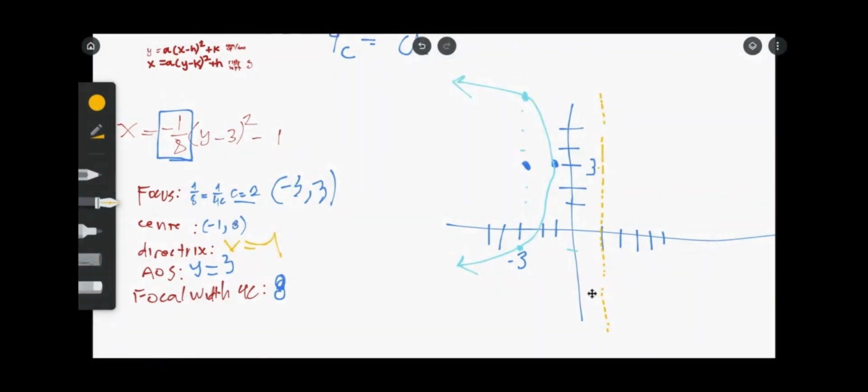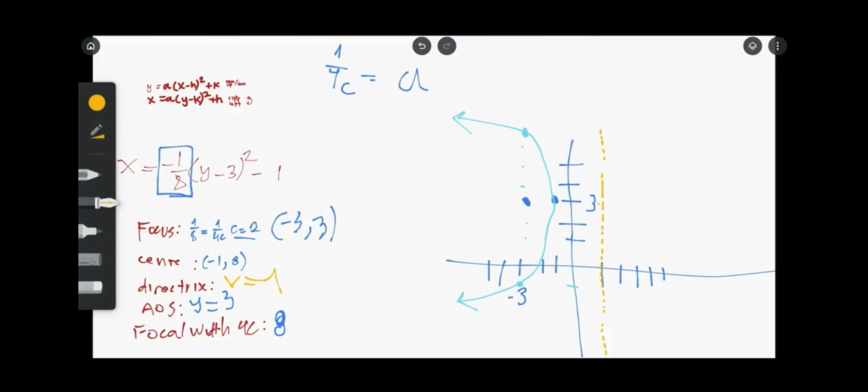It's just that easy. And that is how you map out a horizontal parabola. Hopefully, this makes graphing your conic sections a whole lot easier.